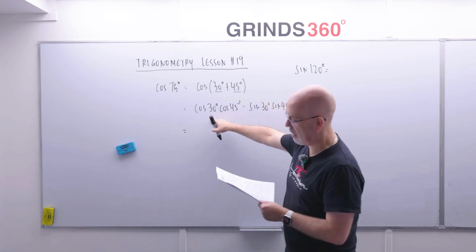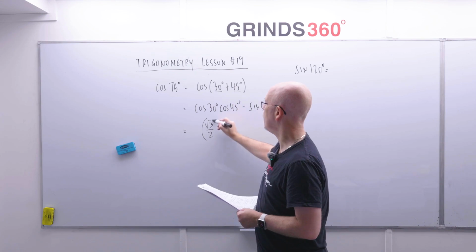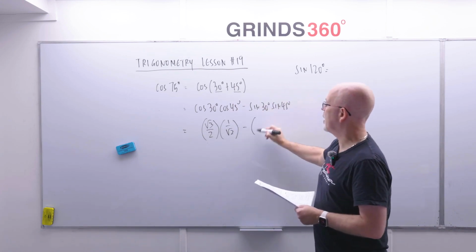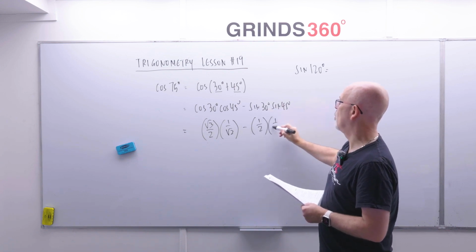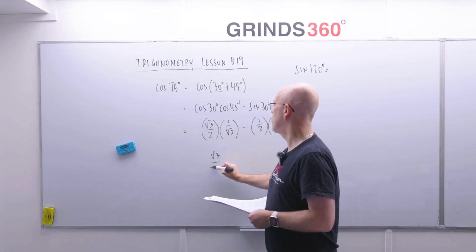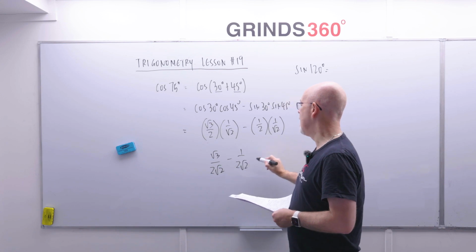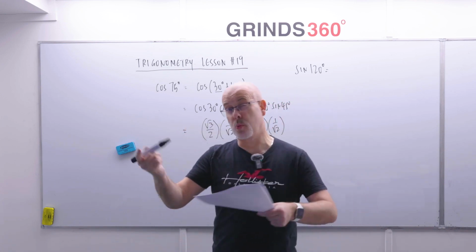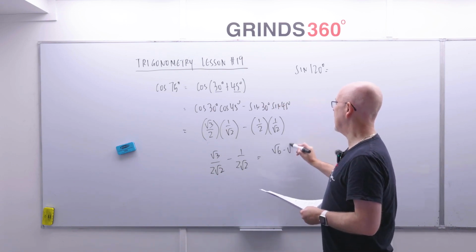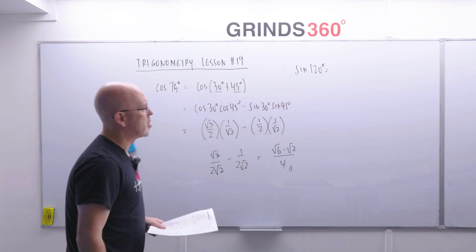And then if I grab these from my formula booklet, or from the table, cosine 30 is root 3 over 2. Cosine 45 degrees is 1 over root 2. Then sine 30 degrees is a half, and sine 45 is 1 over root 2. If you tidy those up, you can see it's root 3 over 2 root 2, minus 1 over 2 root 2. And if you tidy that up the same way we did in parts 1 and 2 of this question, which I won't go through again, you get root 6 minus root 2 over 4. And that's the best answer to give there, no surd below the line.